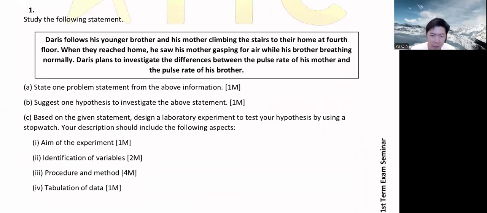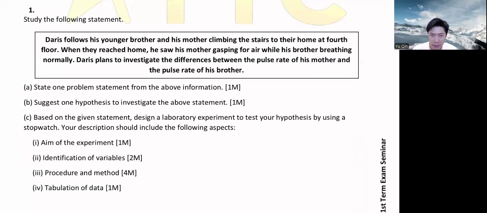Okay. So obviously this is about pulse rate. Okay, so there's only one experiment so far. So Darius followed his young brother and his mother climbing stairs to their home at the 4th floor. When they reached home, they saw that the mother and the brother were gasping. So mother is like, oh my god, very tired. And then the brother is like, hey, why? Nothing normal, right? Just four floors, right? Then Darius wants to investigate how pulse rate is related to mother and brother. So meaning you need to know what factor this is.